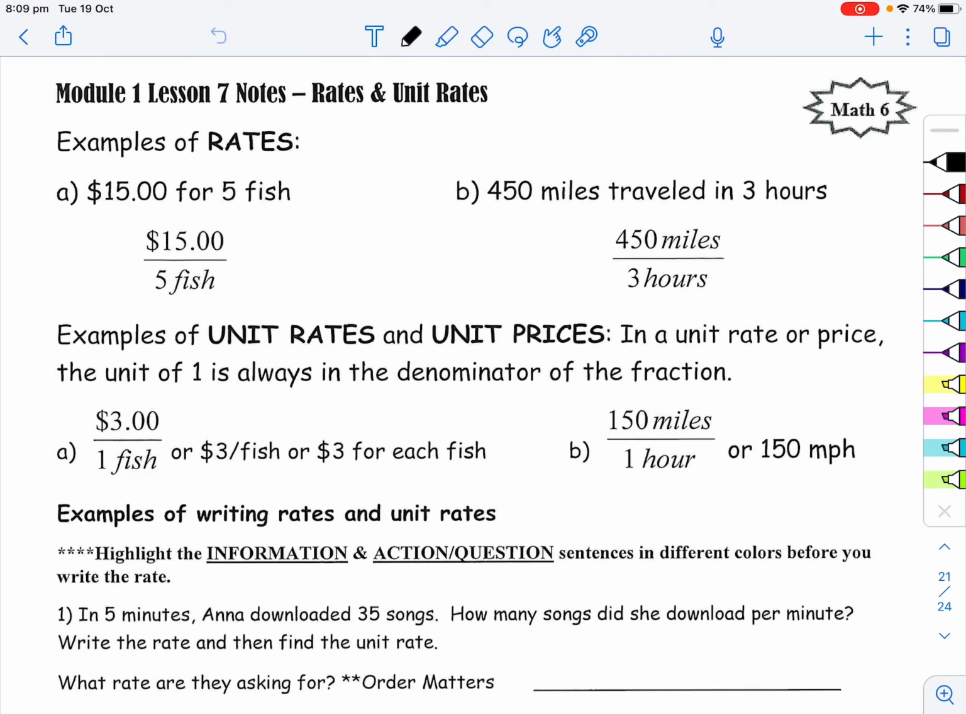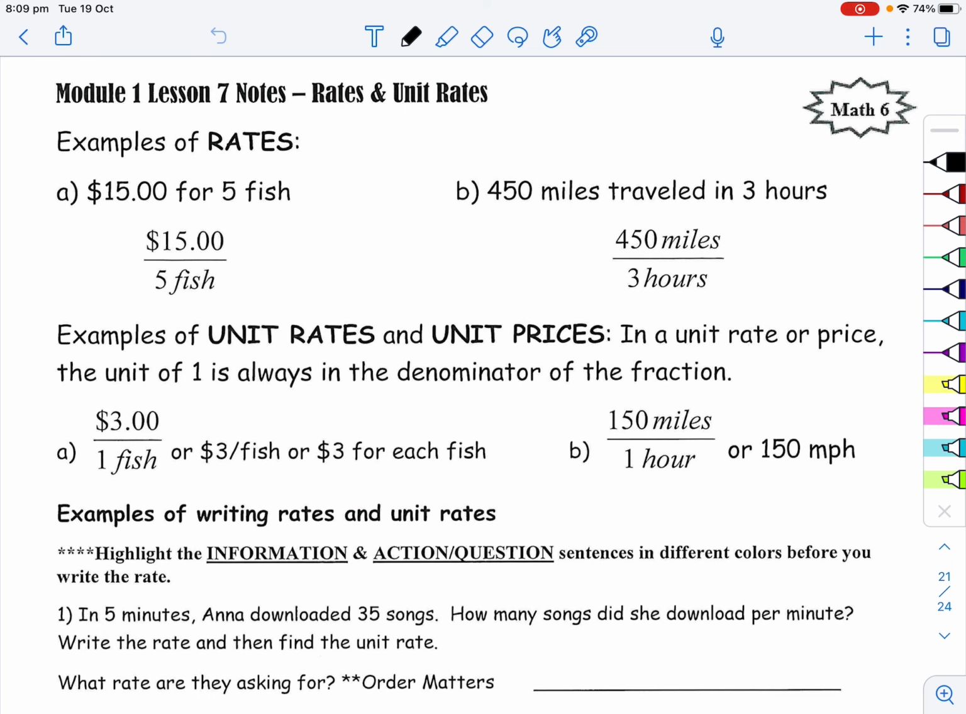Hey everyone, today we are going to continue our conversation about rates and unit rates. So, over the last couple of days, we've been talking about how we can use unit ratios to convert units, and then we said that we would expand that into being able to talk about rates and unit rates that are more fluid or changeable.